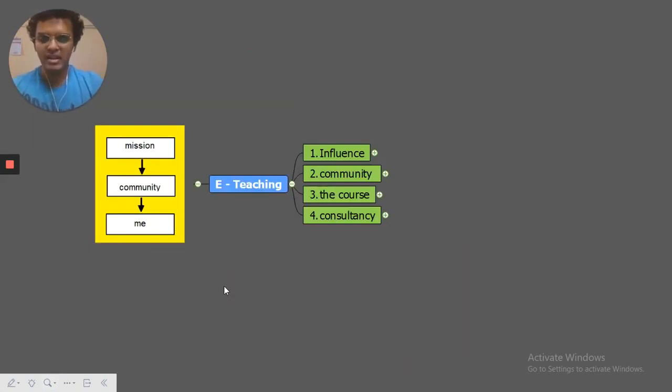So summing up again, there are 4 stages of your e-teaching ecosystem. First one shall be to build your influence. The second stage shall be to build a community based out of your influence. The third stage shall be teaching them a course. The fourth stage shall be offering a consultancy service.